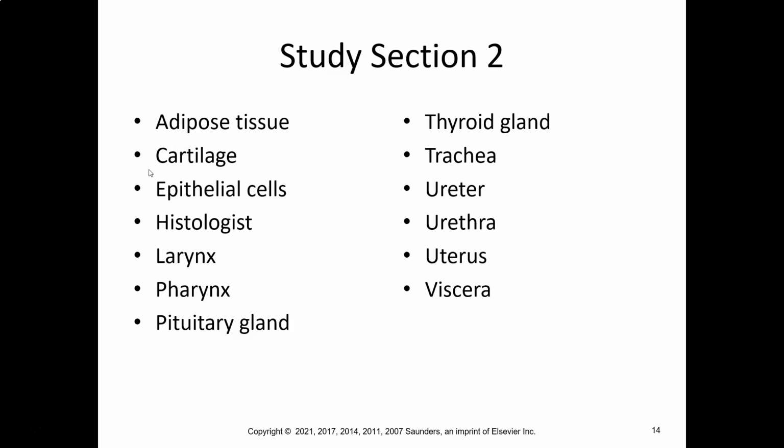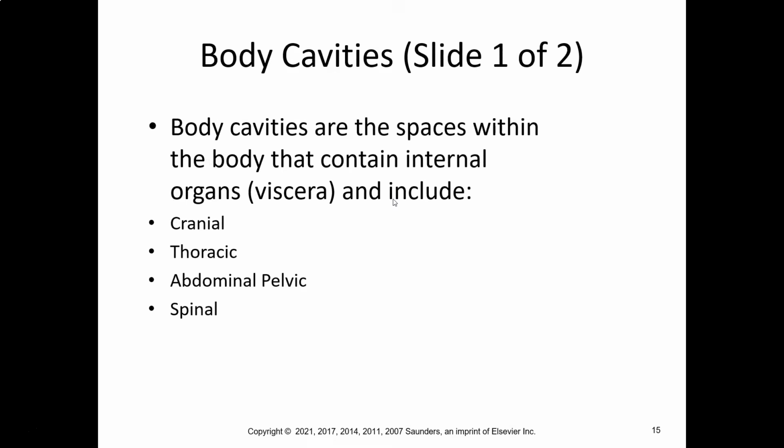What is adipose tissue? What's cartilage? Epithelials? What's a histologist? Larynx, pharynx, pituitary gland, thyroid gland, trachea, ureter, urethra, uterus, viscera. Make sure you know where those are in the body and what these mean.